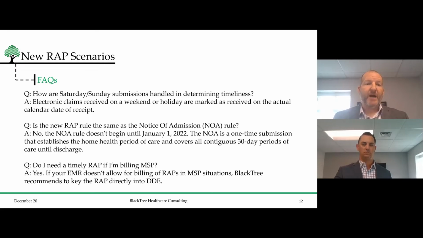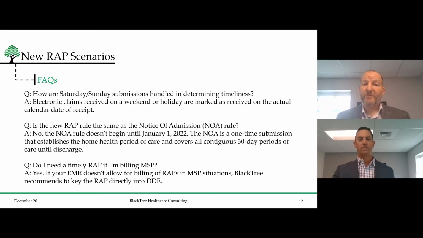Next question there, another common one that we've gotten is, do I need a timely wrap if I'm billing MSP? So in those situations where, say, different commercial insurance is a primary insurance and there's the balance left over that you're going to bill Medicare as a secondary payer, do I need a timely wrap in those scenarios? The answer is yes. So you're going to need to have a wrap timely in those situations.